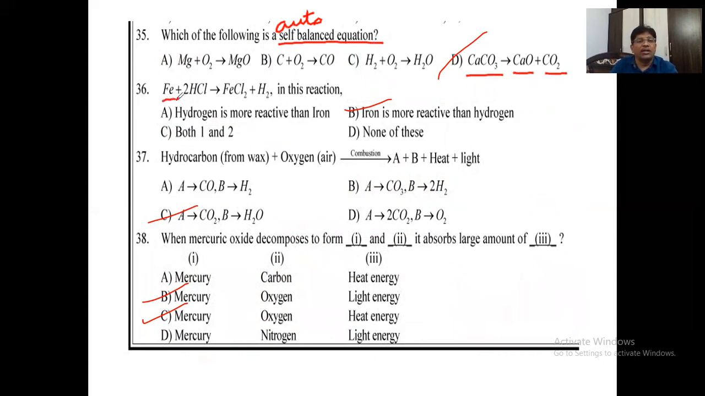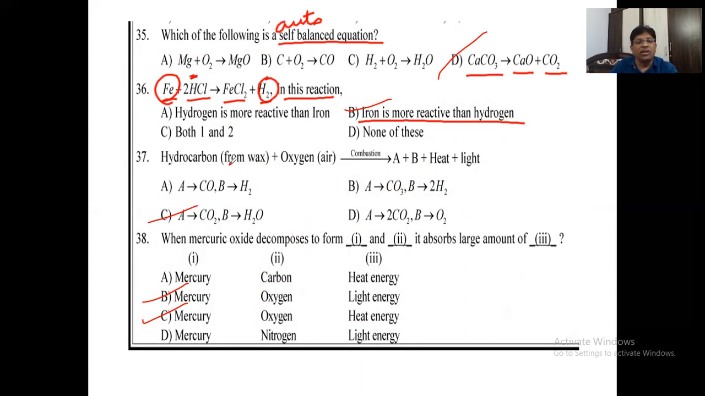Next one. Iron plus 2HCl gives rise to FeCl2 and H2 gas. In this reaction, iron is more reactive than hydrogen. That's why iron can displace hydrogen. Hydrogen can be displaced by iron because iron is more reactive than hydrogen. Okay, this is a possible reaction.